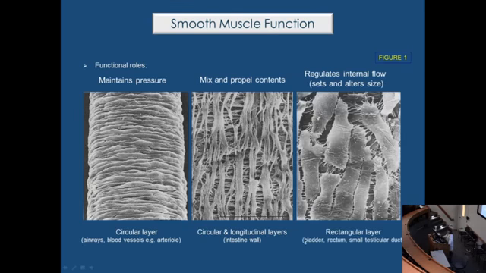Then another role is that they regulate the internal flow of the hollow organs. I'm talking about the bladder, rectum, the small testicular duct. And you see that now the smooth muscle cells are arranged in a rectangular layer. So this micrograph exemplifies the diverse structures that the muscle cells could have, and that will explain the different functions that the smooth muscles have.